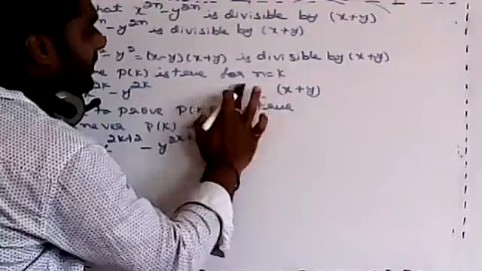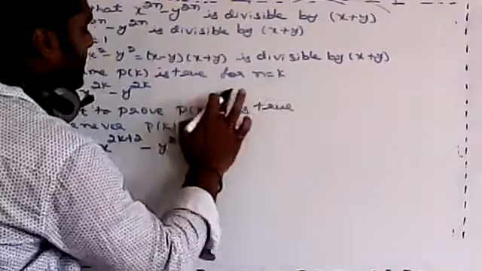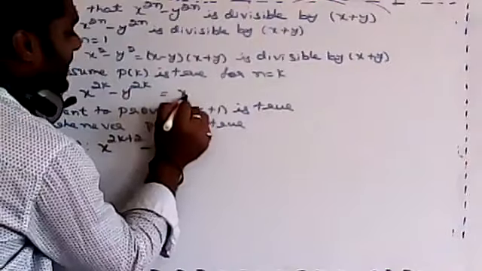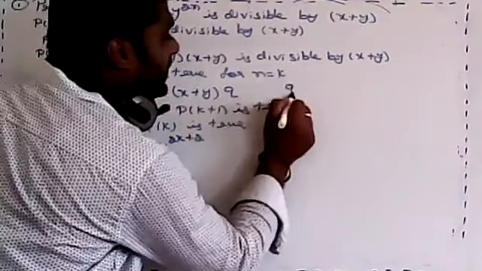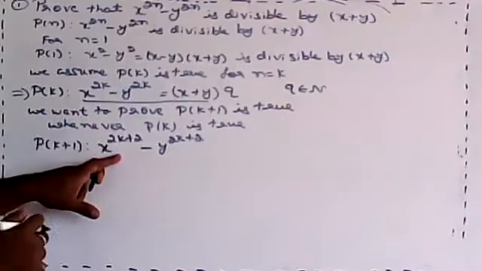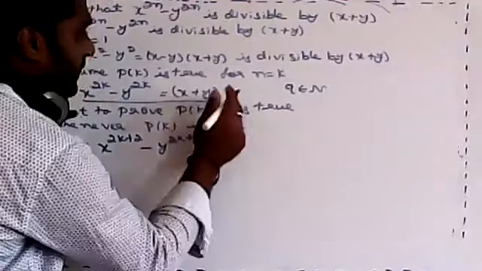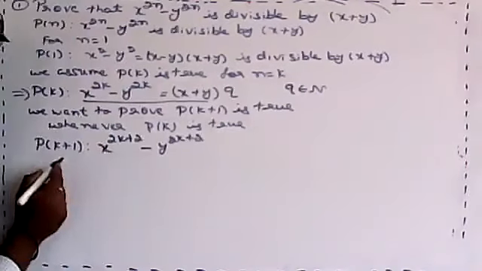Divisible by x plus y means we can take this as x plus y into q, or d or lambda, any term you can take, and you have to write that q belongs to the natural numbers. Clear or not, this one step? Correct or not? Okay, on the basis of this we have to solve this one. Now check. We have to prove that it is divisible by x plus y, no? So I'm taking this term here.